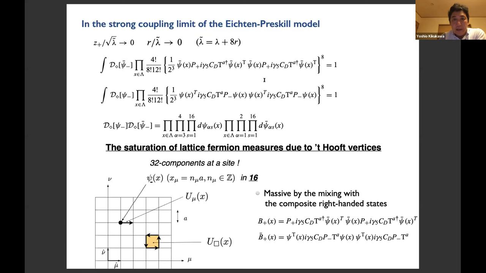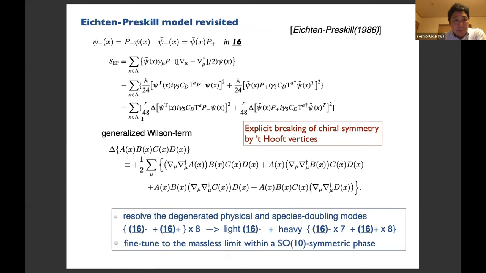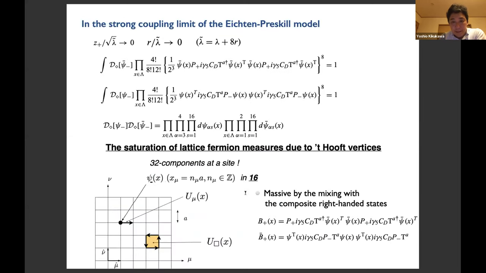Then you have 32 components of the Dirac field, Weyl field on each lattice site. Then you can have a finite number by this path integration. From this strong coupling limit of the 't Hooft vertex interaction, you can perturb the kinetic term and the Wilson term. Then they found that the fermions are all massive by the mixing with the composite right-handed states given by these composite operators. So in this case, in the strong coupling limit, all the fermions become massive in this mechanism.